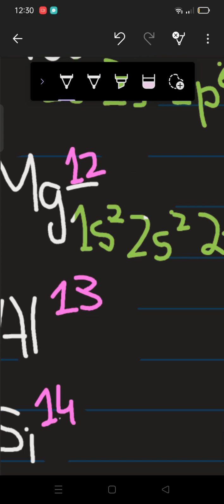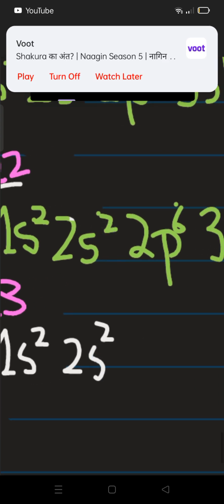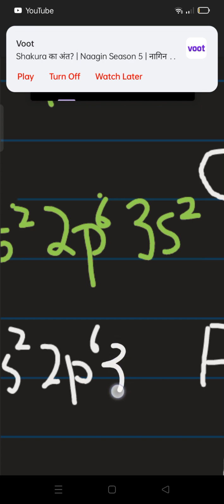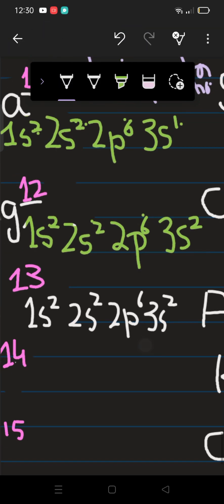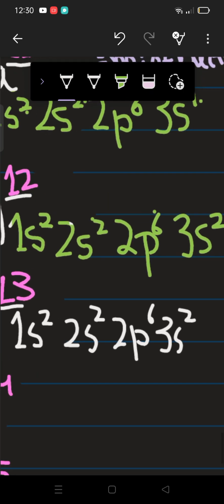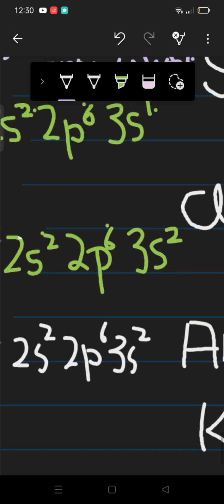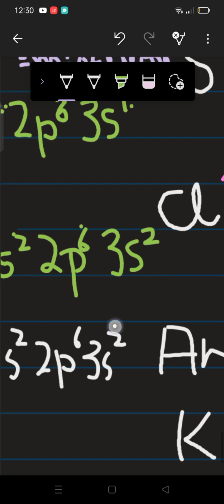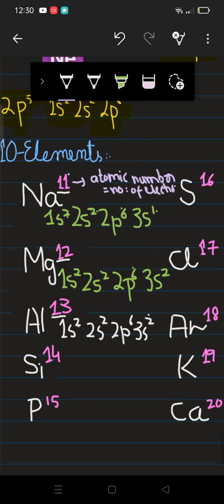Alright, so 1s2, 2s2, 2p6, 3s2. Now let's count the electrons first. We already know aluminium has 13 electrons. So 2 plus 2 is 4, 4 plus 6 is 10, 10 plus 2 is 12, and only one electron is left.